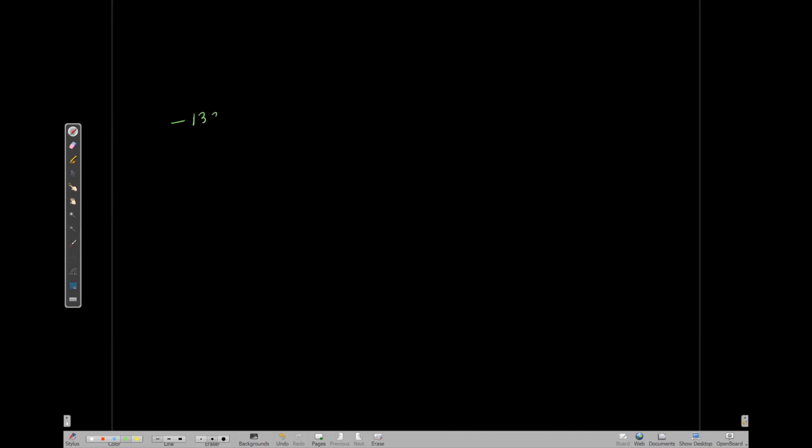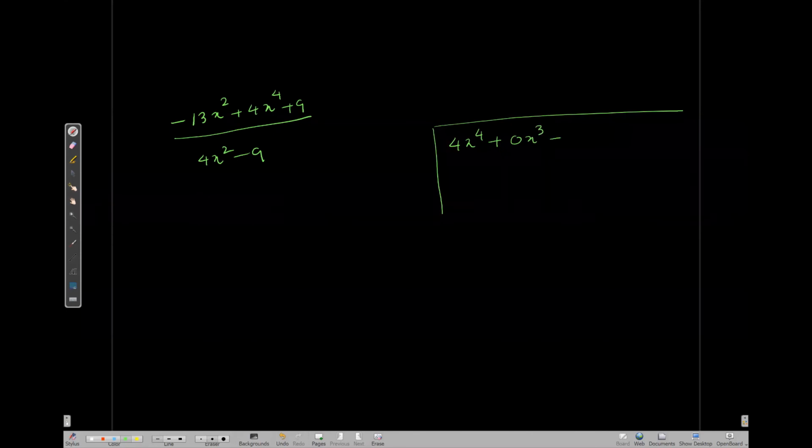Negative 13x squared plus 4x to the fourth plus 9 divided by 4x squared minus 9. Now I'll teach you something. So the highest power, 4x to the fourth, you write that first, plus 0x cubed minus 13x squared plus 0x plus 9, divided by 4x squared minus 9.